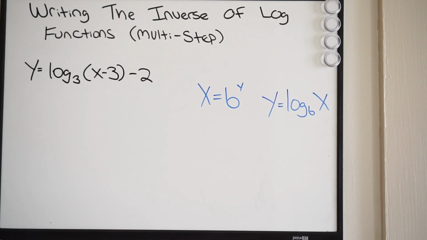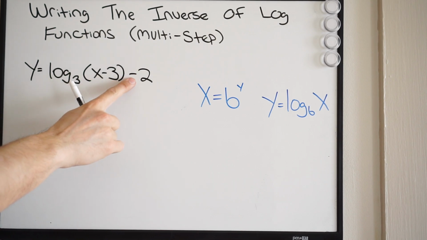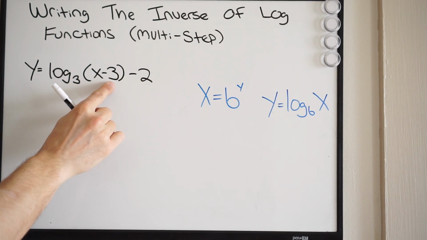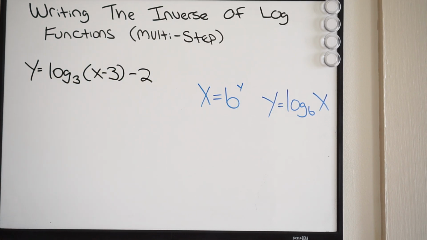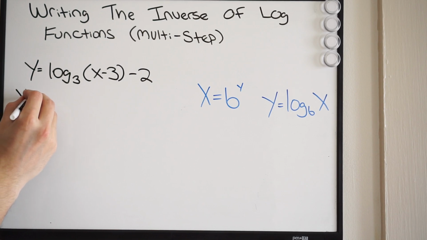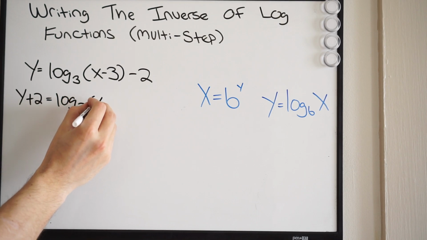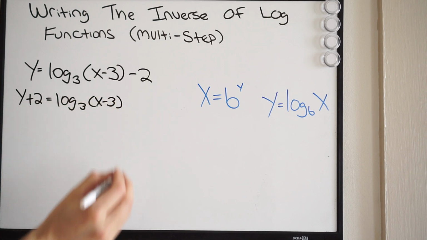So following those same steps, we need to put it into its exponential form. But again, before we do that, we need to isolate the log function. Well, this negative 2 is getting in my way, because again, this is my b. This whole thing right here, this x minus 3 is my x. Okay, so this minus 2 needs to come over here. So we're going to add 2 on both sides. So let's do that. We get y plus 2 equals log base 3 x minus 3.